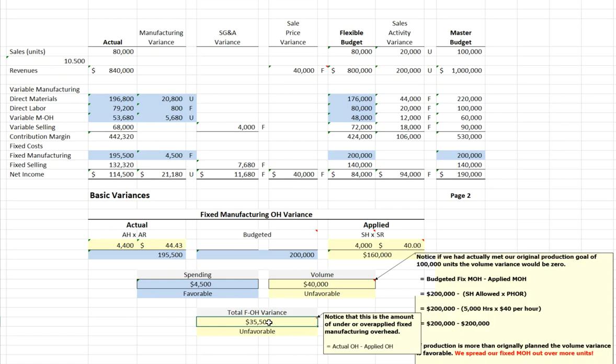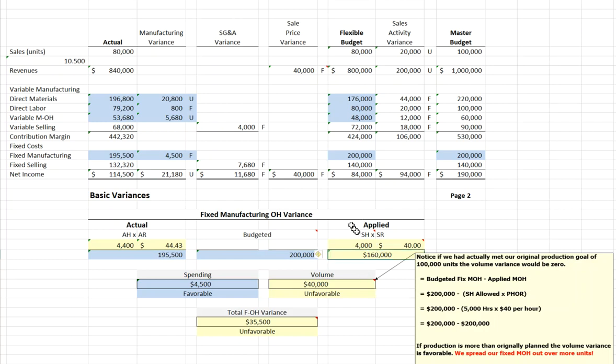Think about our T account for overhead. 195,000 in actual, we've applied 160. The difference between actual and applied is our, in this case, under applied manufacturing overhead. And again, it's unfavorable because we've spent more than we should have to produce 80,000 units.